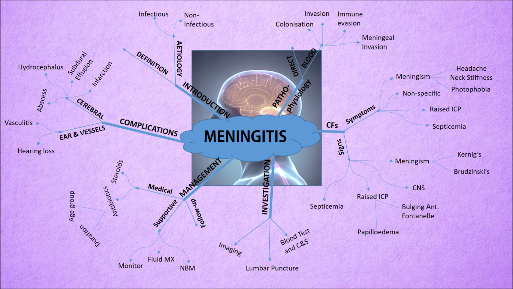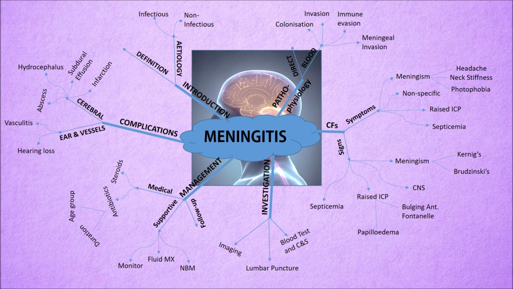This lumbar puncture must be done for a patient who has fever and also signs and symptoms of meningitis. But there are some conditions where the lumbar puncture is contraindicated. For example, if the patient is hemodynamically unstable, or the patient has signs of raised ICP, or the patient has a local infection at the site of LP. So these are the conditions where the lumbar puncture is contraindicated.